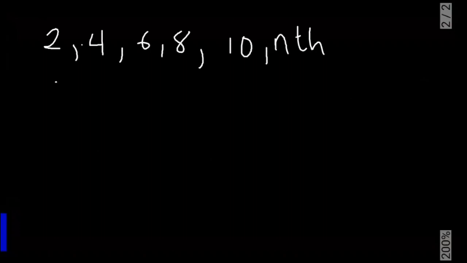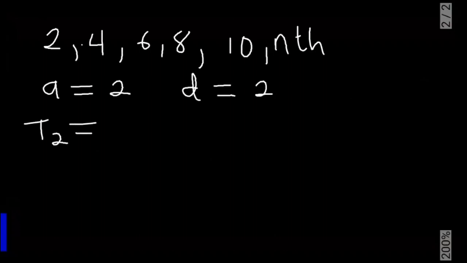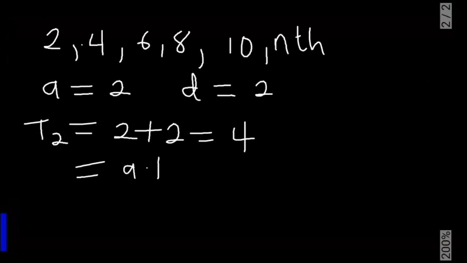Our first term is 2, and our common difference is also 2. We have our first term already. To get our second term, T2 is equal to what? The first term 2 plus the common difference. This is equal to 4. So this is our first term plus our common difference. So this is our second term.